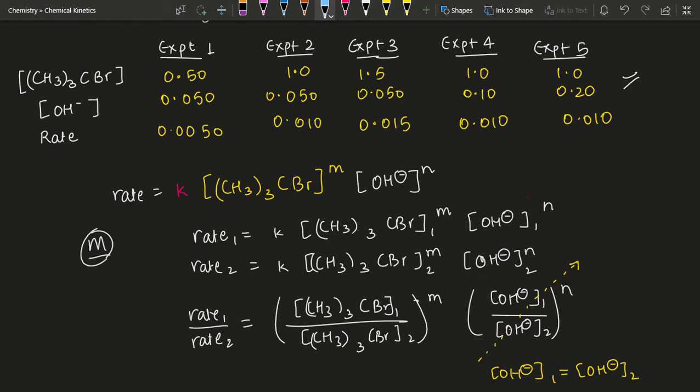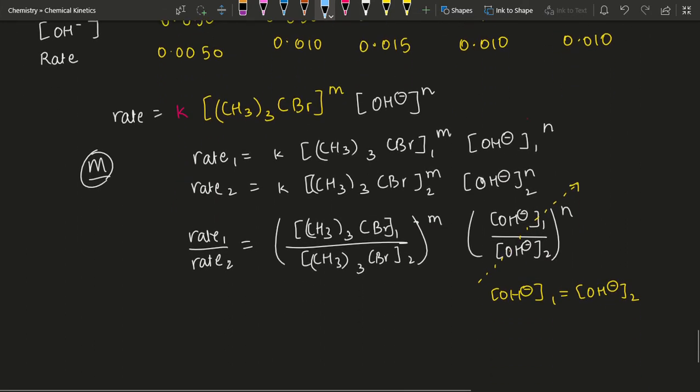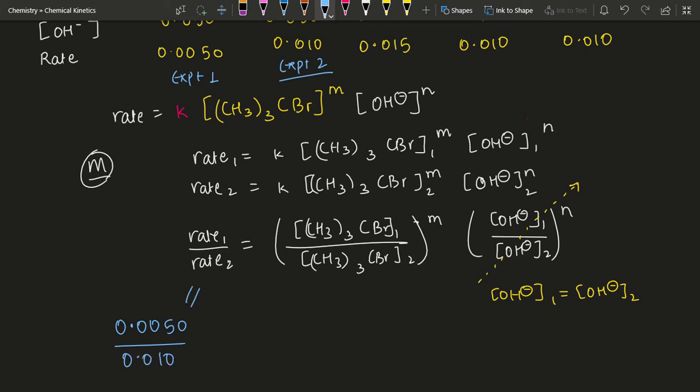So let's take experiment number 1 and experiment number 2. In experiment number 1, the rate 1 is 0.0050, the one we have written here, and in experiment 2 you have 0.0010, and that's the rate fraction. For the other part, since you know that the hydroxides have equal concentration at both points 1 and 2, you don't need to worry about this term. You just worry about the m term.